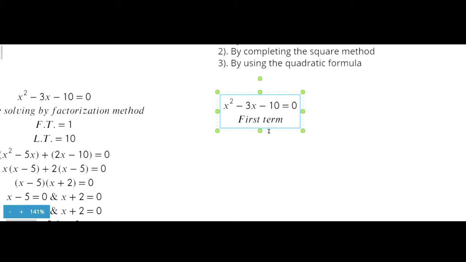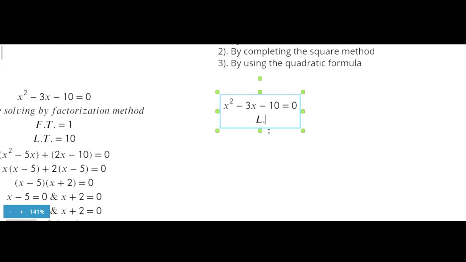So first of all, I will focus on my first term, and my first term here is x squared. This is a very important thing: in case your first term is not a perfect square, you should try to make it a perfect square, but that is not the case here. x squared is a perfect square because the root of x squared is plus or minus x. So I think our work is easier. Now let's go with the last term. The last term in this case is minus 10, which does not happen to be a perfect square.